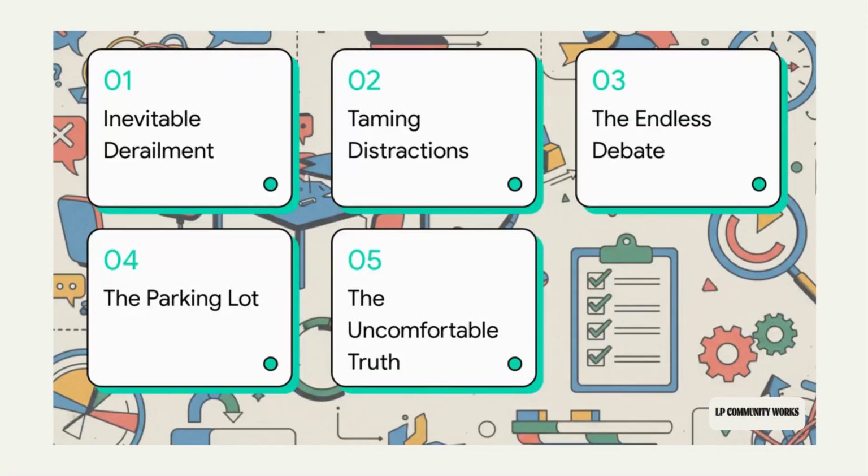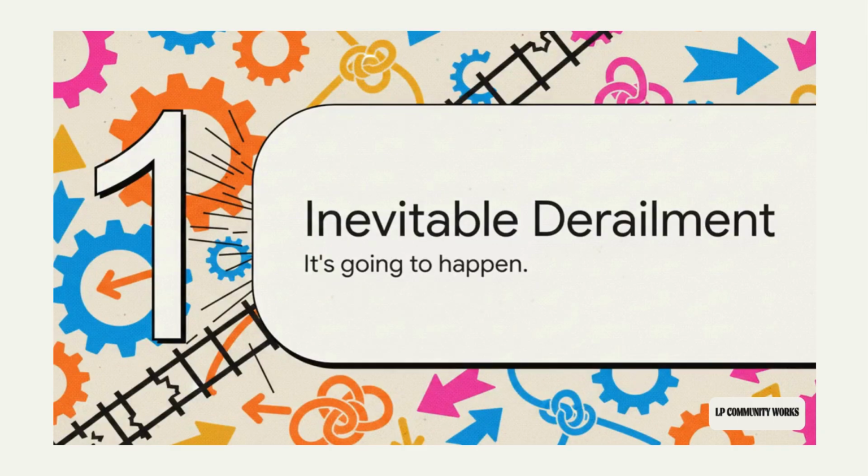So here's our plan. We'll cover the inevitable derailment, how to deal with crosstalk and distractions, getting out of the endless debate, using the parking lot, and then we'll talk about the uncomfortable truths behind why your meetings are probably a mess in the first place. First things first, accept it. Your meeting is going to go off the rails at some point. It's not a sign of failure, it's just what happens. The only difference between a functional board and a dysfunctional one is having a plan for when it does.